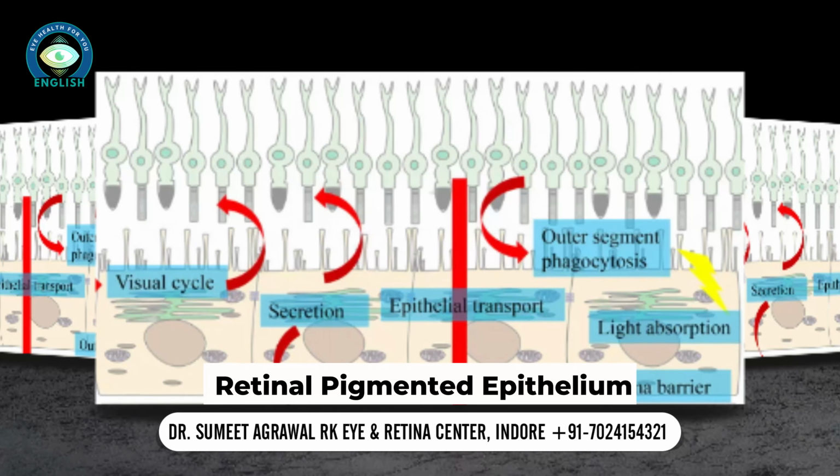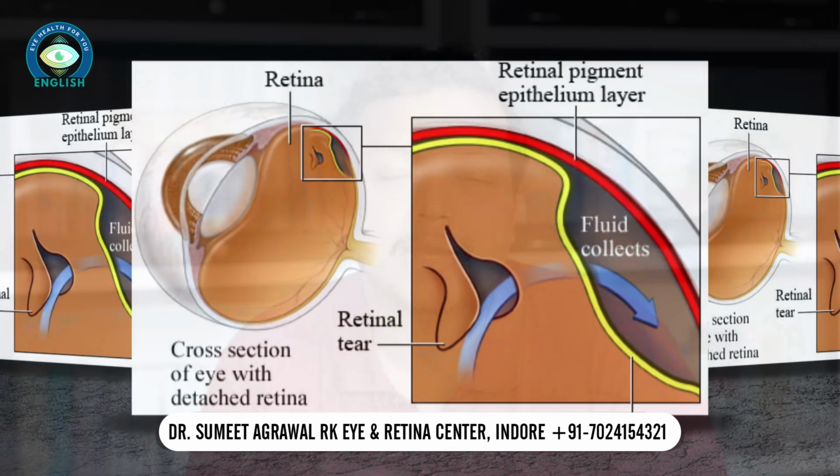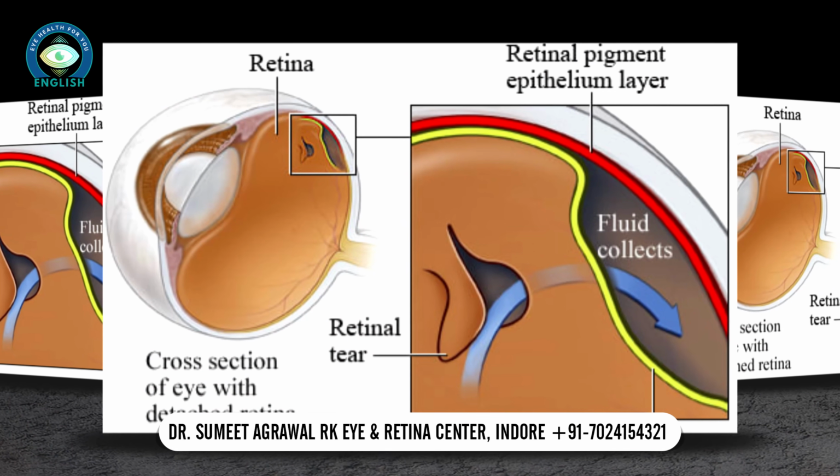So, what is retinal detachment? Retinal detachment is basically the separation of the retina from its underlying layer. The underlying layer of the retina is called the retinal pigment epithelium. So, when this RPE and the retina separate, we call this a retinal detachment. Why does this happen? Basically, this happens because there is some fluid accumulation between the neurosensory retina and the retinal pigment epithelium. So, where does this fluid come from?